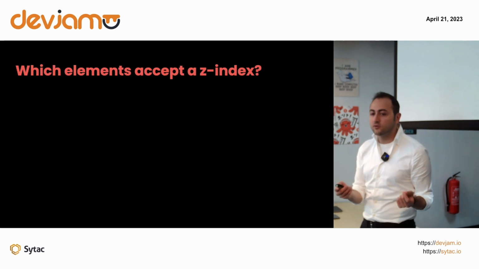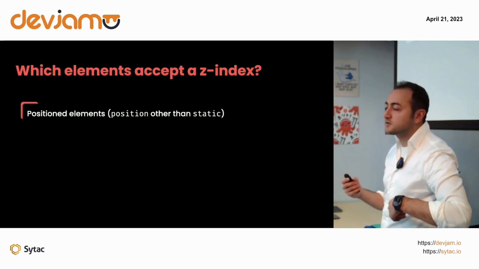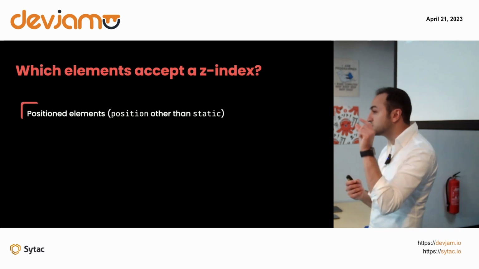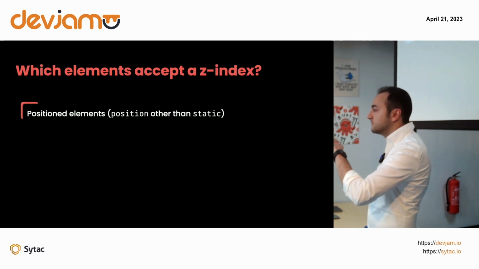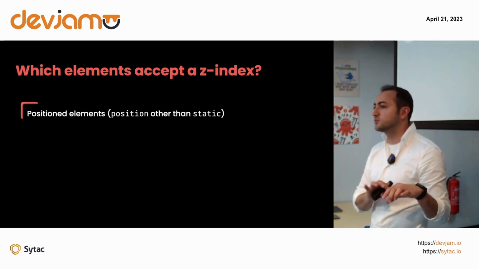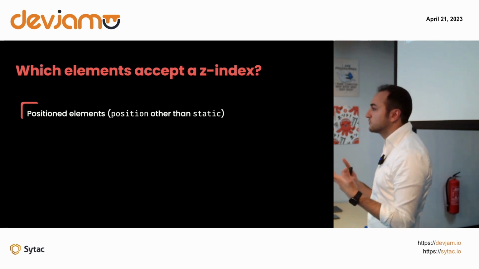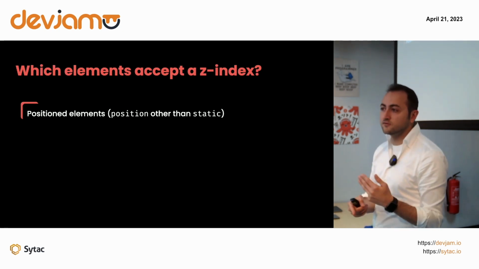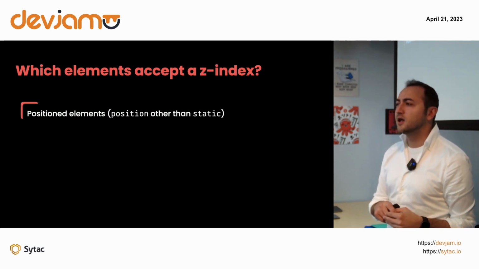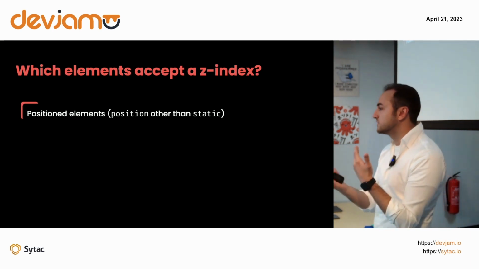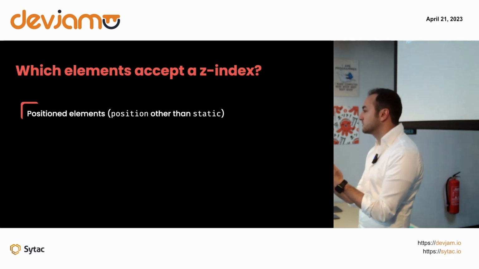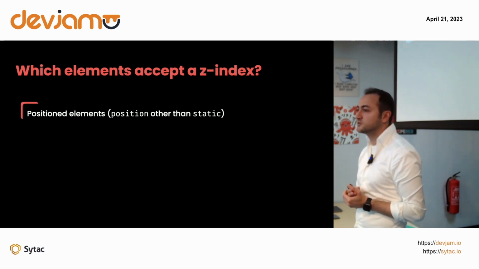So positioned, we call them positioned elements. This is any element that has a position property other than the default. The default is static. I think we never write position static, but this is position fixed, position relative, absolute, and sticky. For these ones, you can give z-index. And if you just want to use z-index, we usually do position relative and z-index because that doesn't change the layout of the page.